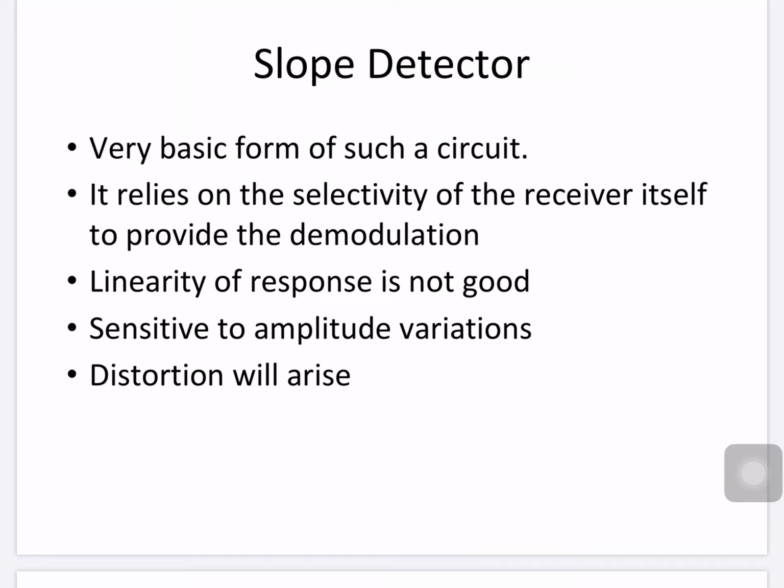So the very next stage, the balanced slope detector, has been introduced. After the slope detector showed some drawbacks, some improvements were made in balanced slope detectors. Since the slope detector is sensitive to amplitude variations, distortions arise.